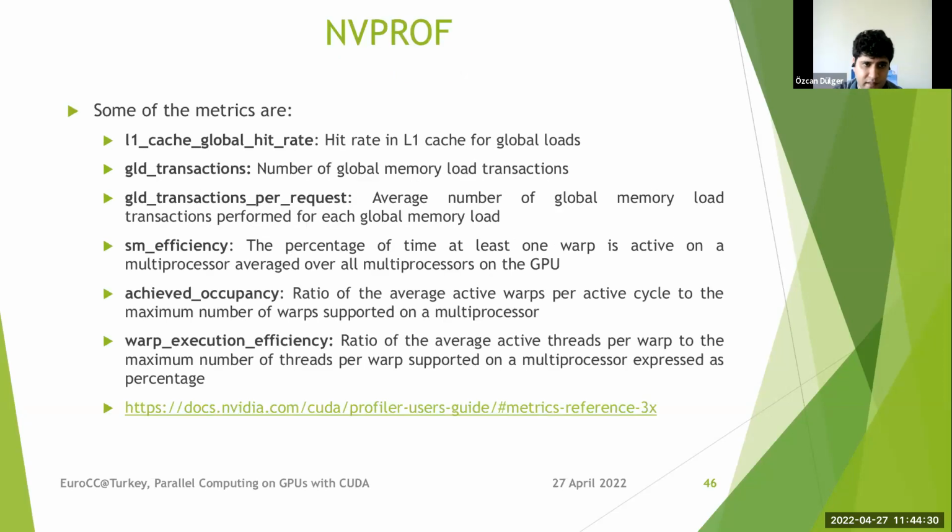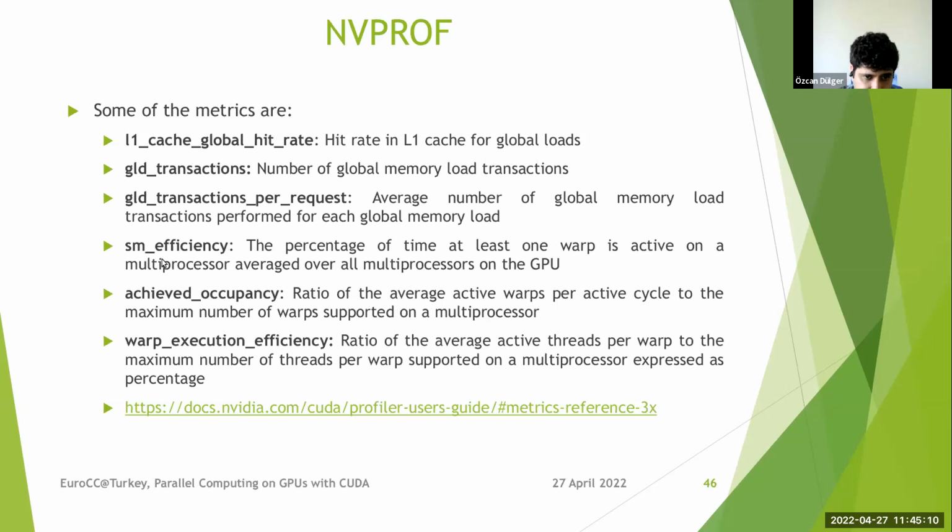And these are some of the metrics. I will use them in the following examples, so let's look at them briefly. The first metric is L1 cache global hit rate, which is the hit rate in L1 cache for global loads. GLD transactions is the number of global memory load transactions, and GLD transactions per request is the average number of global memory load transactions performed for each global memory load. I will tell them again.